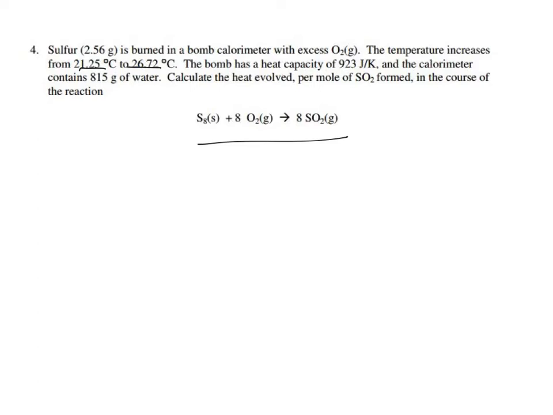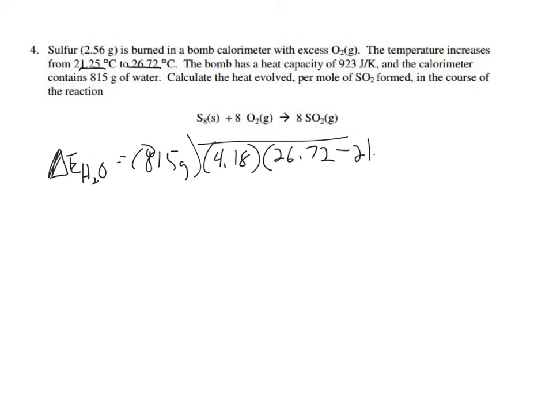So first we need to know what is the total energy absorbed by the calorimeter, which means the energy released by the reaction. So the energy of the water is 815 grams, that's an 8, times the specific heat of water, which is 4.18, times the temperature change, which is 26.72 minus 21.25. That comes out to 18,634.6 joules.